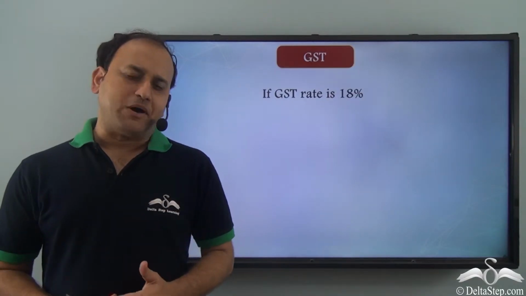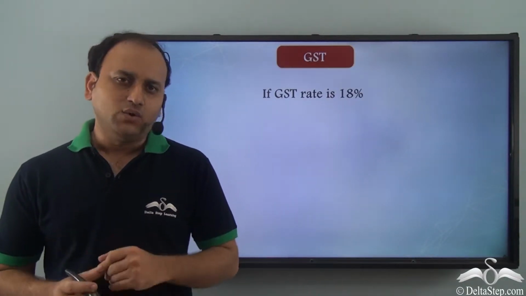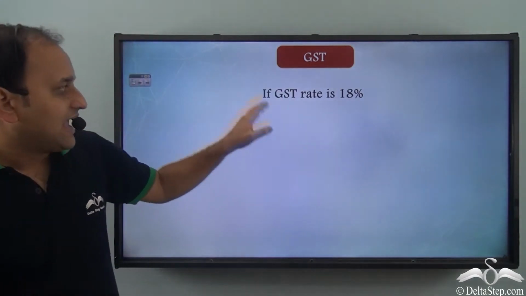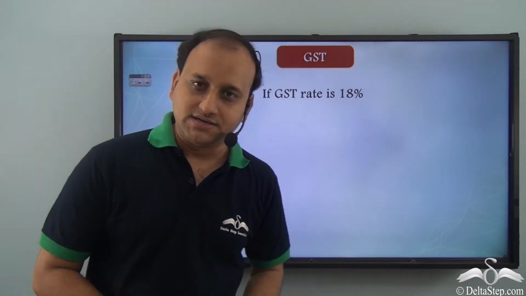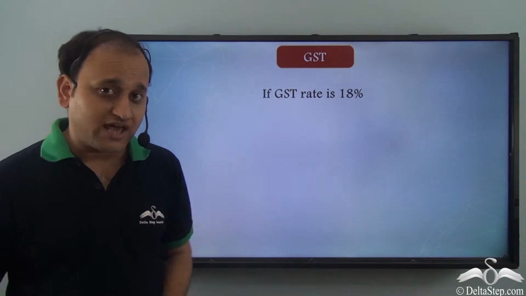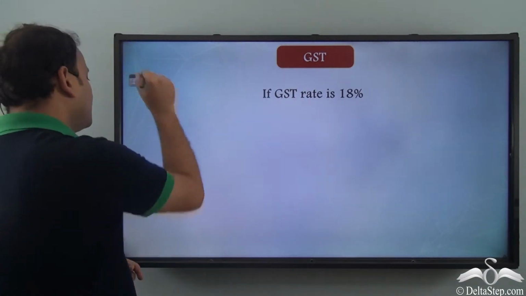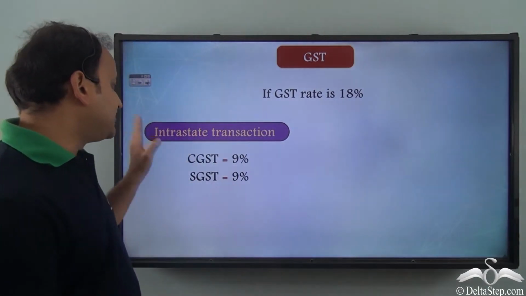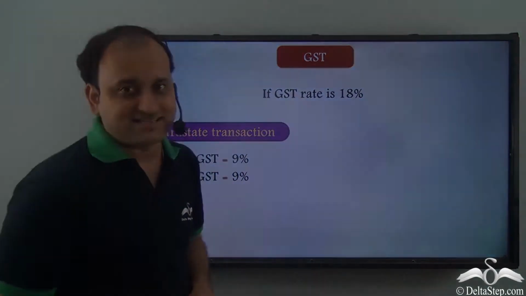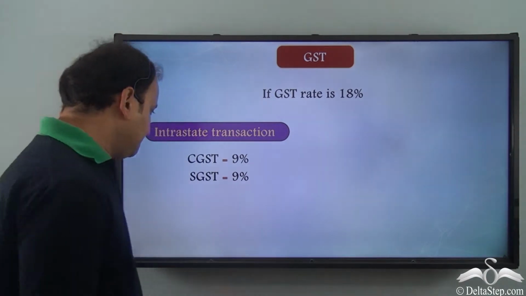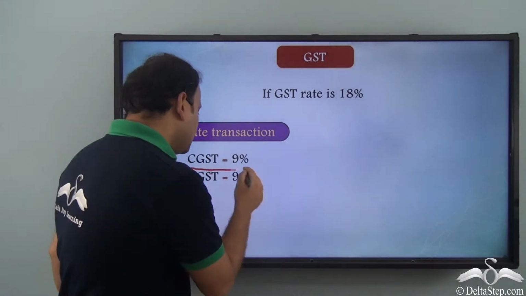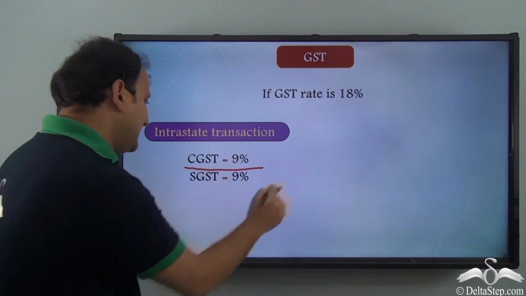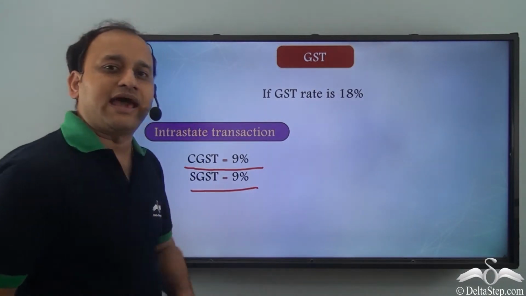We have already studied about GST. Now, if we talk about GST and the rate of GST is 18%, then there can be two scenarios. One is intrastate transaction, that is, if the transaction happens within state, then what will happen? Well, CGST collected will be 9% and SGST collected will be 9%.